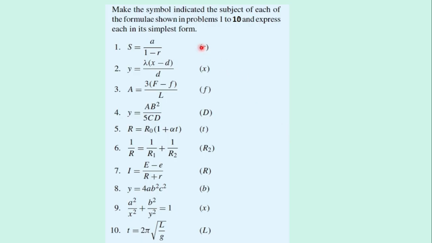The letters in the brackets are what you are going to make the subject. For instance, question 1, S equals a over 1 minus r. So you are going to make r the subject. I hope you understand.